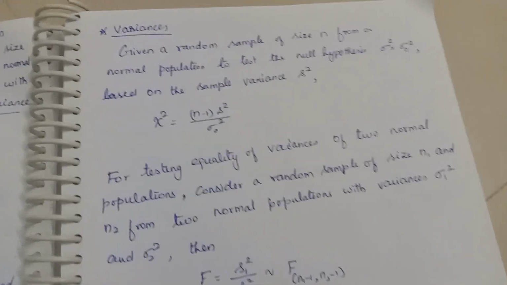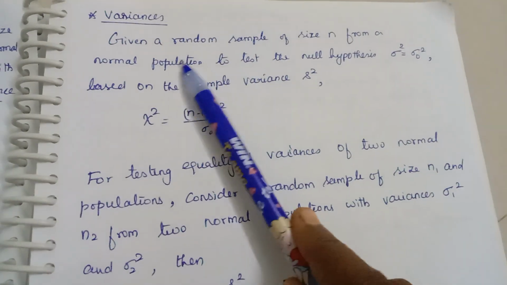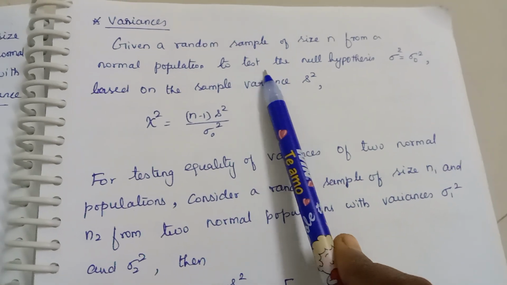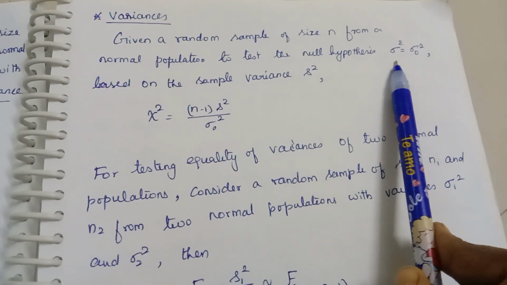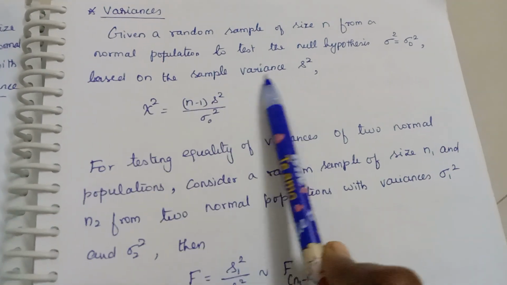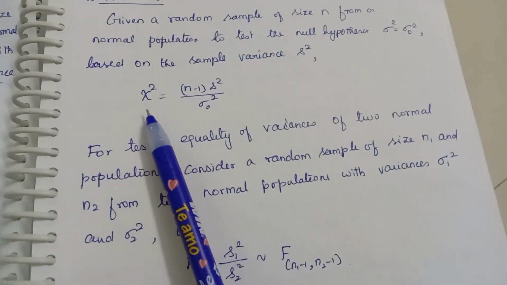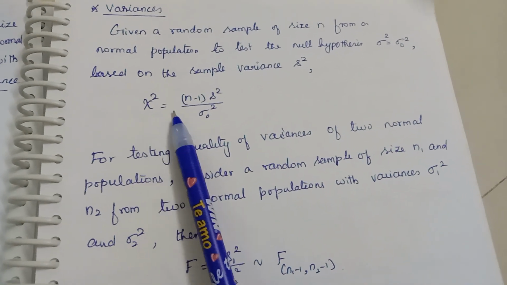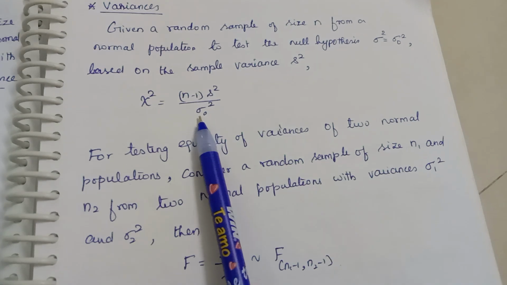Okay, and then for variance: given a random sample of size n from a normal population, to test the null hypothesis sigma square equal to sigma naught square, based on the sample variance s square, we use chi square equal to n minus 1 s square by sigma naught square.